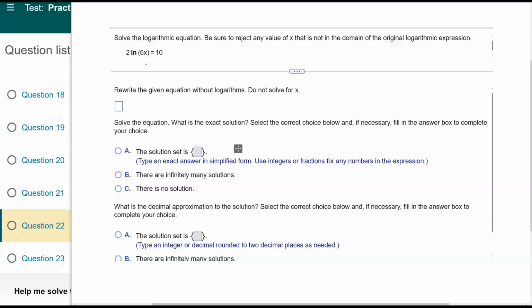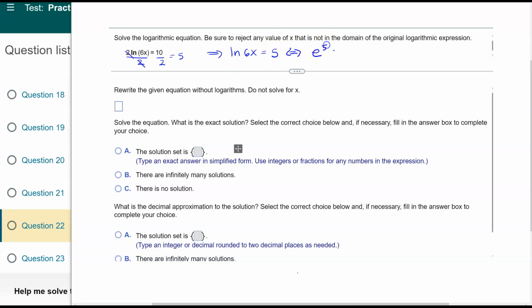So first step is to look at this one. We have a 2 here and a 10 here. That means we can divide both sides by 2 first. So this is equal to 5. So in other words, we have ln 6x is equal to 5. Then we can write that in exponential form. So ln is just logarithm base e. So the base is e. The exponent is the number here.